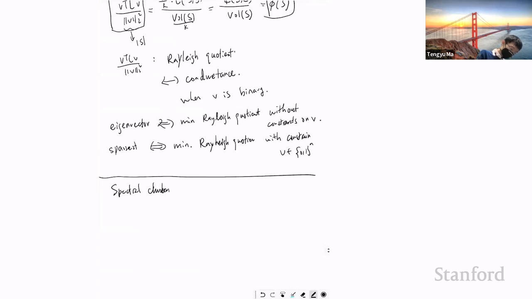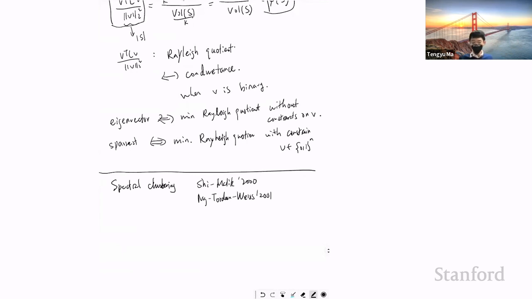Spectral clustering was brought to the machine learning community around 2000, I think by the paper by Shi and Malik, and also by Ng, Jordan and Weiss. The way you do it is that you define a graph from the machine learning data, and then you apply this algorithm.